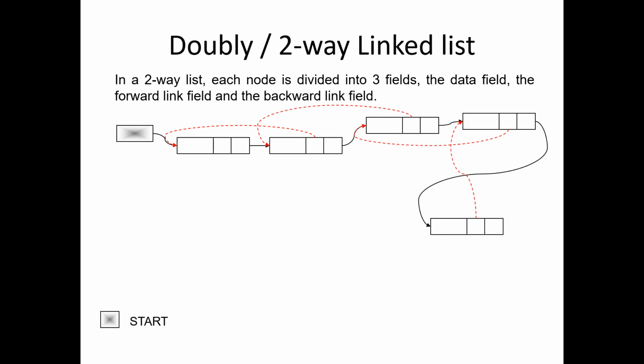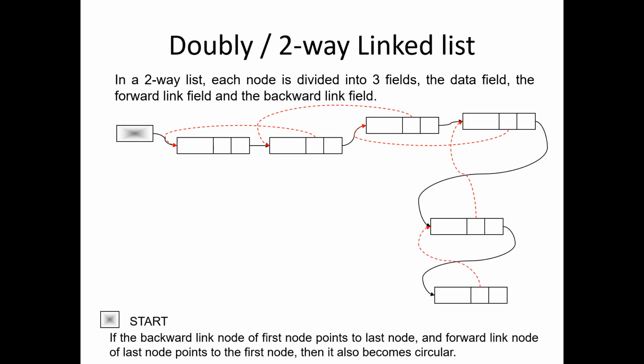And if the next pointer of the last node contains null and the back pointer of the first node contains null, then it is a doubly linked list. And vice versa, if the next pointer of the last node contains the starting address of the first node and the back pointer of the first node contains the starting address of the last node, then it becomes a cyclic double linked list or cyclic two-way linked list.